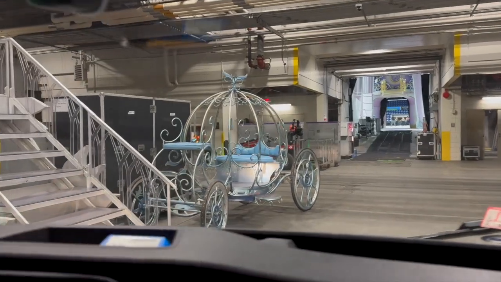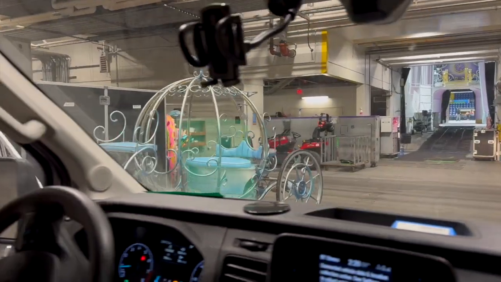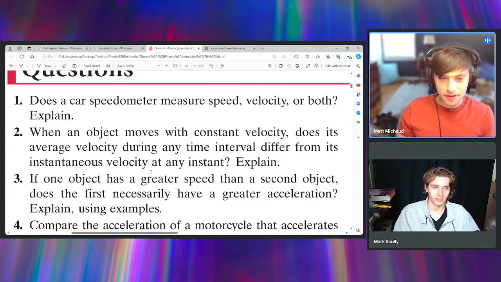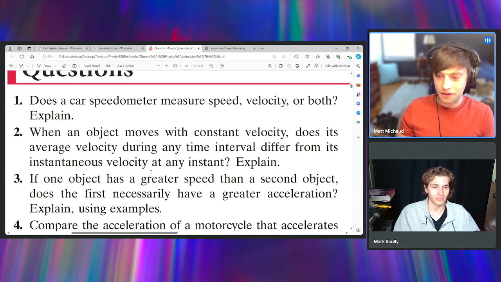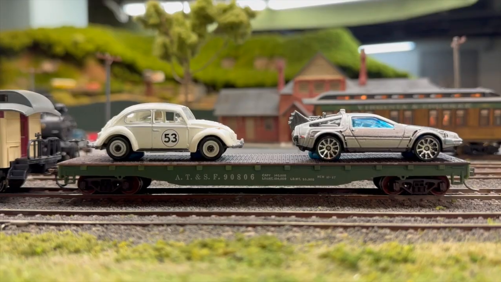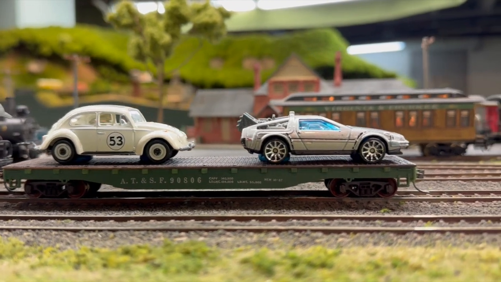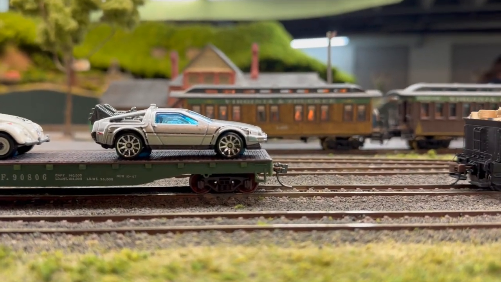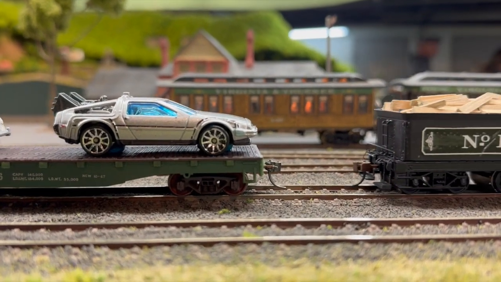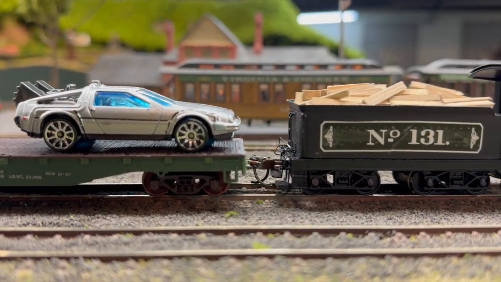Does a car speedometer measure speed, velocity, or both? I would say only speed, because velocity tells us the direction in which the object is moving, and I don't believe a speedometer gives you direction. It might be a different device on the car. Yeah, perfect. So velocity is a vector and speed is a scalar.